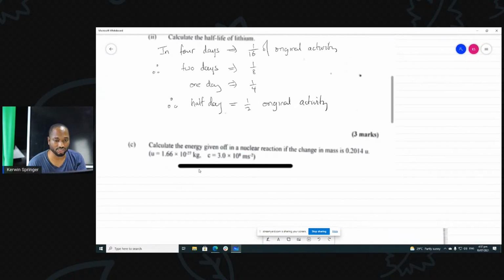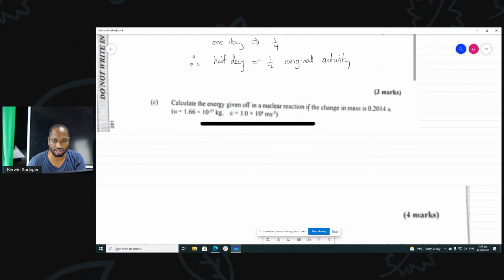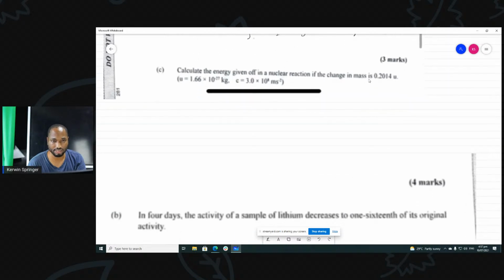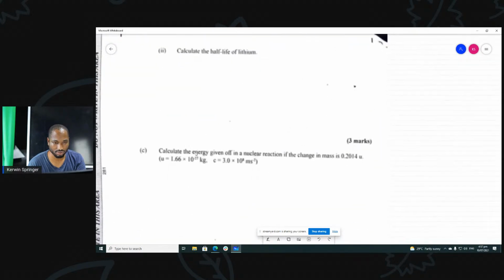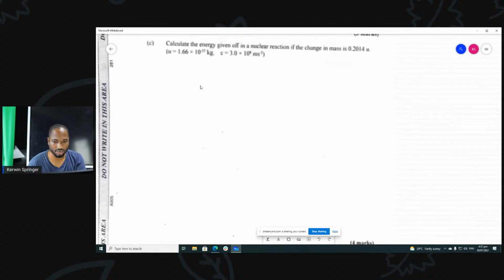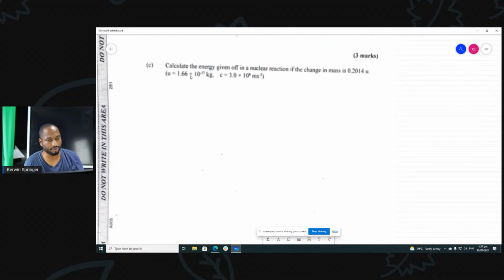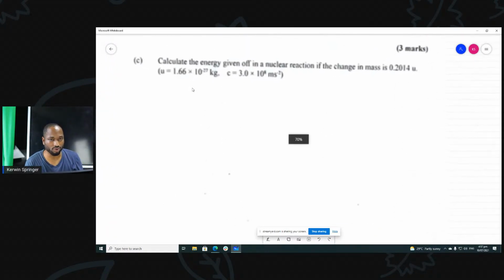Okay, calculate the energy given off by a nuclear reaction if the change in mass is... You all wanted me to do this one too? Here it is. They give you all the quantities here, right? Calculate the energy given off in a nuclear reaction if the change in mass is 0.2014 atomic units.